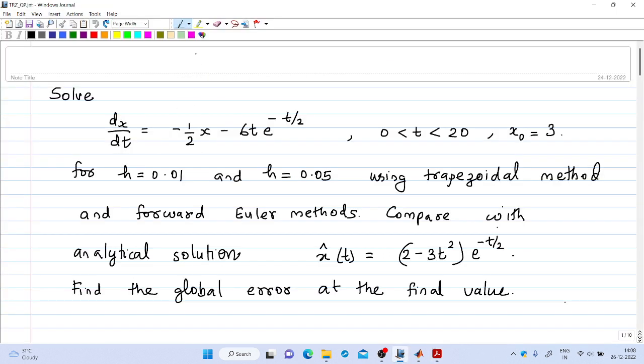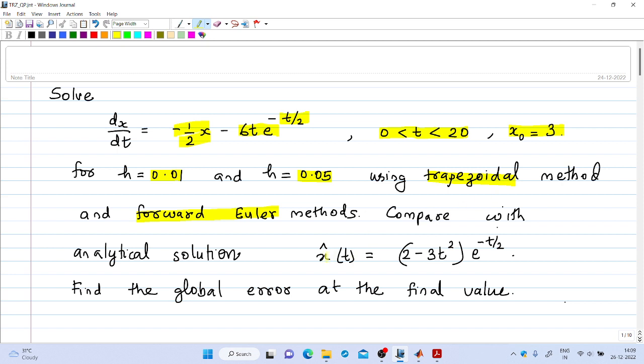So we have to solve a differential equation given by dx by dt is equal to minus half x minus 6t into e to the power minus t by 2 in the time span 0 to 20 with the initial condition x of 0 equal to 3, for two different step sizes 0.01 and 0.05 using two techniques, trapezoidal technique and forward Euler method. And we have to compare the solution with the analytical solution.